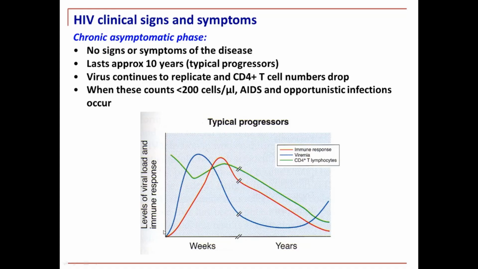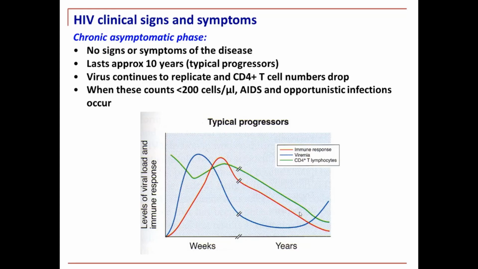If we're just having a look at this diagram, the blue is viremia, so the amount of the virus in the blood. This is your CD4 count in green. You can see the CD4 count drops initially, pulls back up, then you've got this 10-year period where it remains about the same before it slowly starts to go down. And you can see the immune response kicks up and then slowly deteriorates as your immune cells are infected and killed. So there are no signs or symptoms of the disease in this chronic asymptomatic phase of about 10 years in your typical progressors.